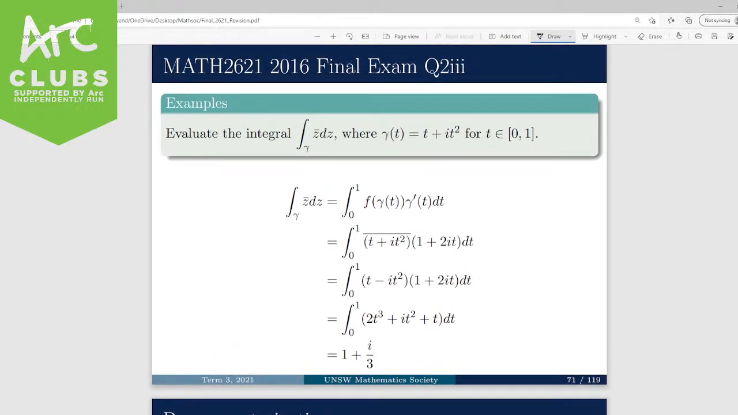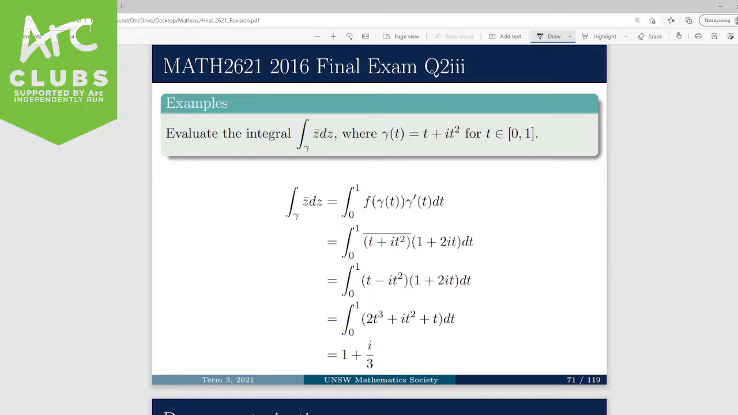Would you look at that? Here's a final exam question with you evaluating a complex integral. And might have been a poor choice on my part now that I think about it. It's also integrating conjugate z. But this time they just gave you the parametrization. Like, here it is, gamma is t plus it squared. You didn't even need to try. t plus it squared for t going from 0 to 1. Take advantage of the gifts they have given you.